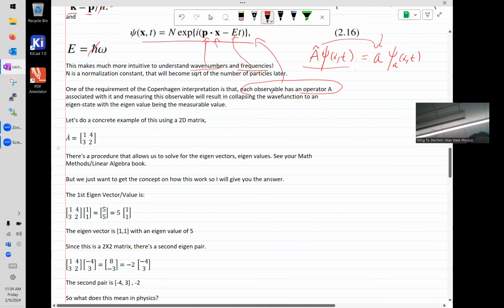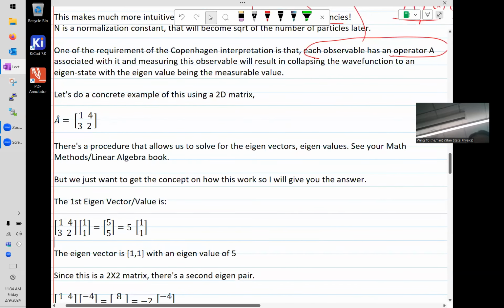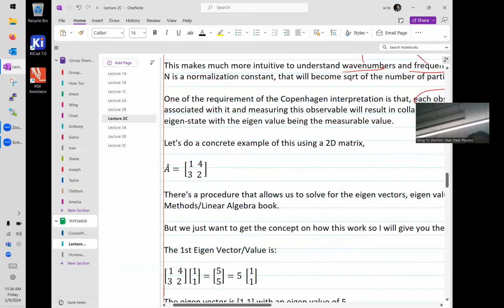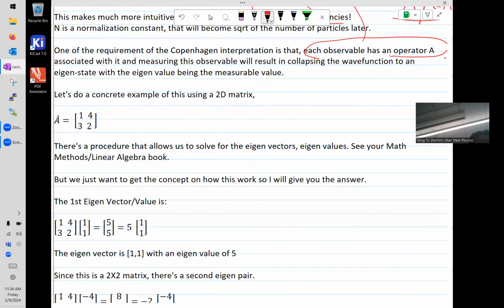So let's say I have some matrix. I'm going to call it 1, 4, 3, 2. Just some matrix. And remember that these matrices are actually going to represent operators eventually, that we're going to be acting on these wave functions to measure things out of them.